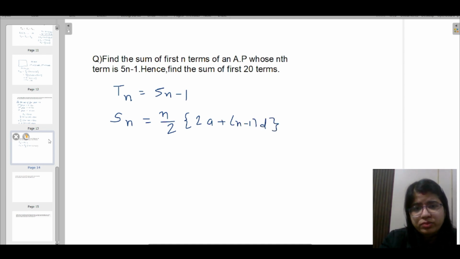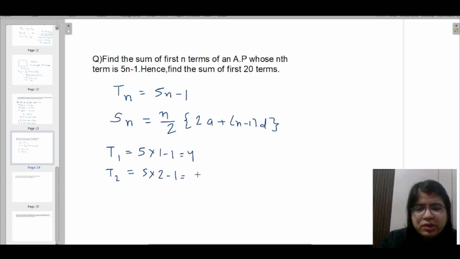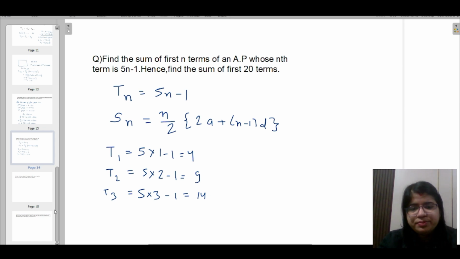Okay. So we need the values of a and d here. So how can we calculate? For T1 we will substitute the value of n as 1. We will get 5 into 1 minus 1, which is 4. T2 will be how much? 5 into 2 minus 1, which is equal to 9. T3 will be how much? 5 into 3 minus 1, which is equal to 14. Like this we are getting.